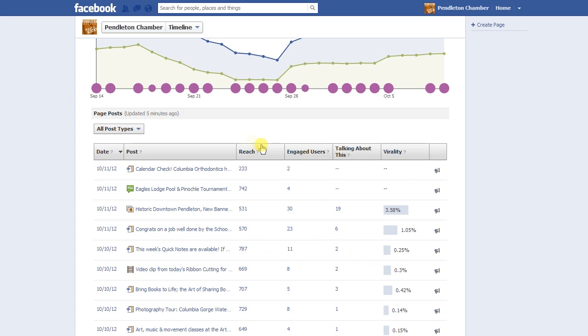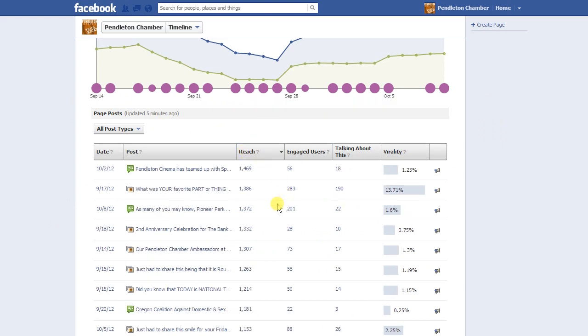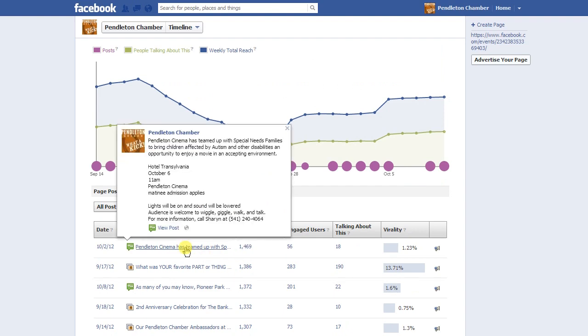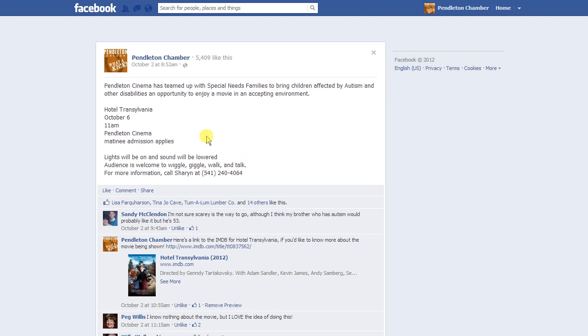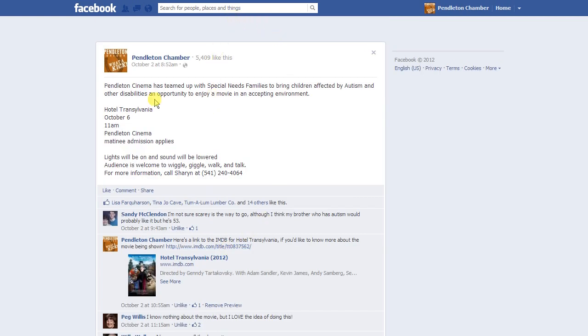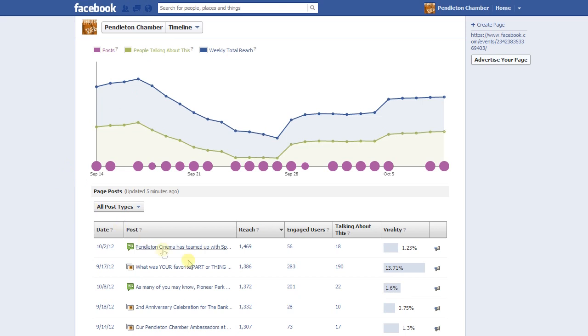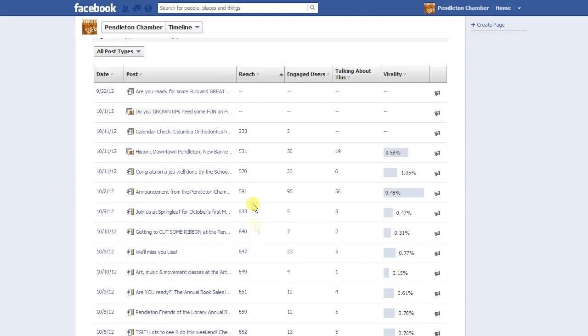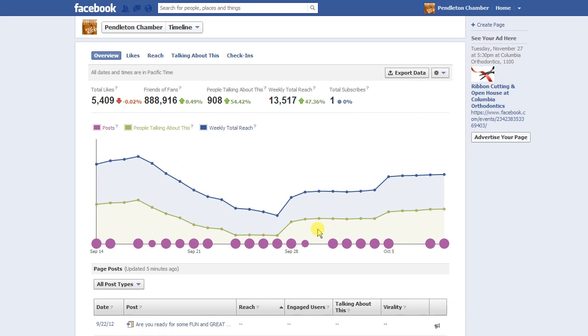So you can come down here to look at her post that got the most reach, 1,469. You click on it and see what it happens to be, see why it was that this post worked. She helped promote the Pendleton Cinema, and it's a good cause for special needs families. 16 likes, a bunch of comments of which they were engaging. So all of that kind of gives you a clue about, oh, that's what's working. And of course you can do the opposite where you click it again and it puts the reach the other way and shows what's not working. And if you click on those, it'll give you ideas of what to do and what to stay away from.